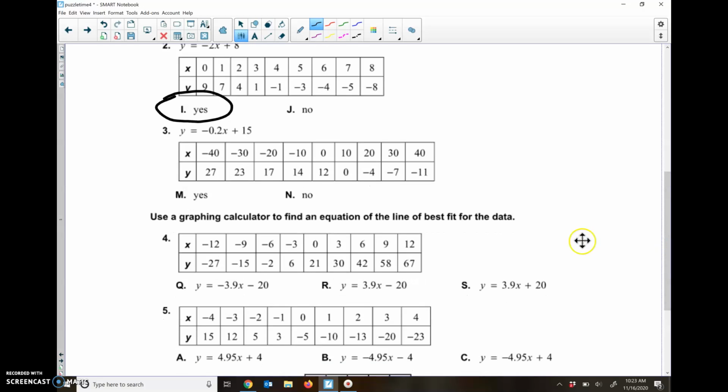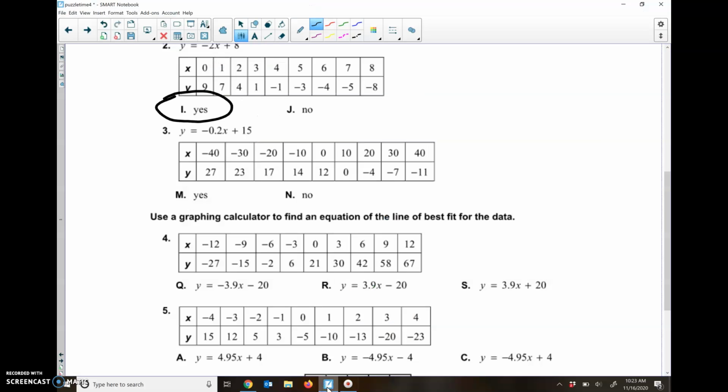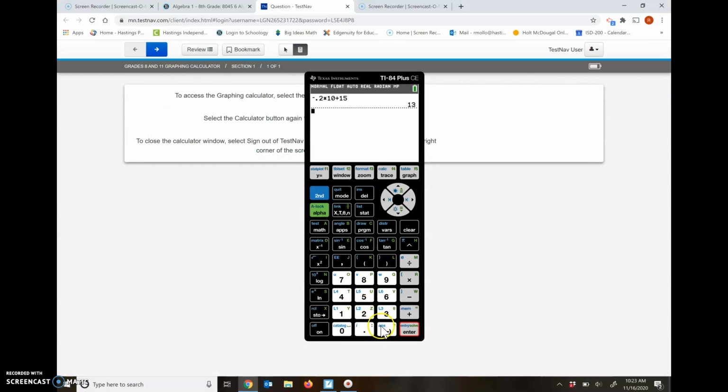All right, number 3, I think I might need a calculator here. So y equals -0.2x plus 15. I'm going to take some of these positive numbers here. So y equals -0.2x, and let's say x is 10. So times 10, and then we're going to add 15 to that. And I get 13, but this table says I should have gotten 0. So 13 and 0 are pretty far off. Let's try another one and see.